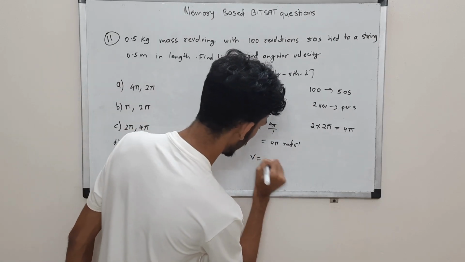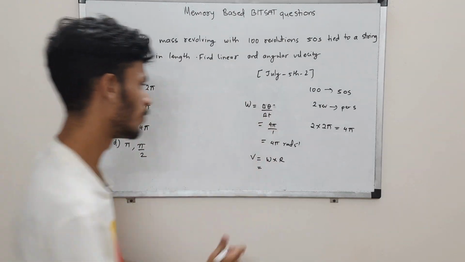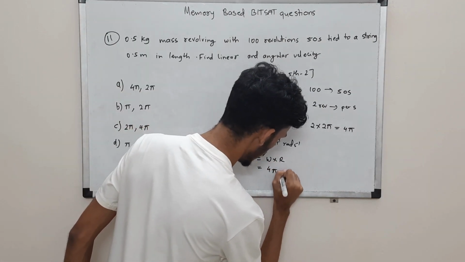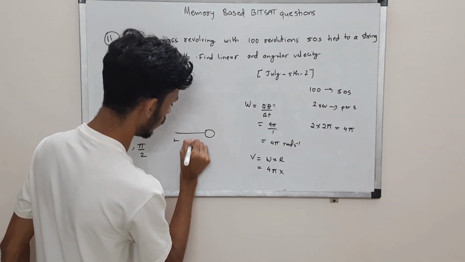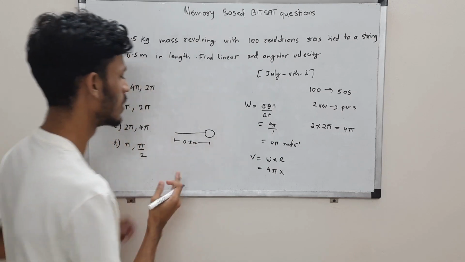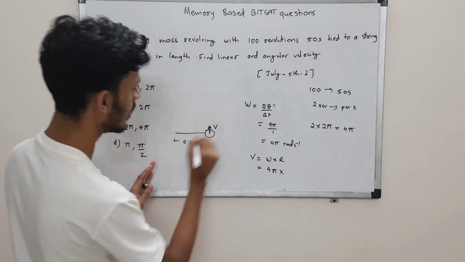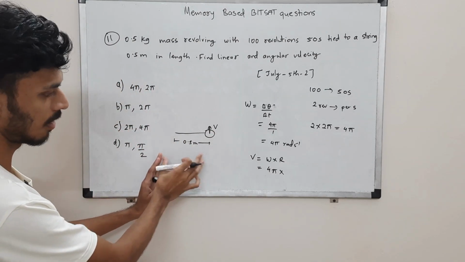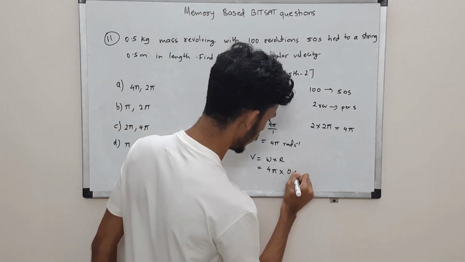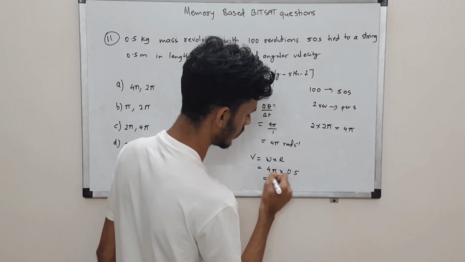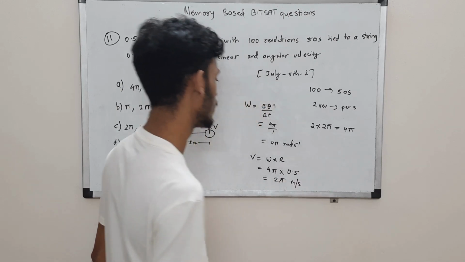But let us find the linear speed. It will be omega times r. So omega is 4 pi, and r is the length of the string, which is 0.5 meters. Linear velocity is omega times r, r being the radius, or here the length of the string. So it is 0.5, which is like 1 by 2, so that is 2 pi. So 2 pi meters per second, and this is radians per second.